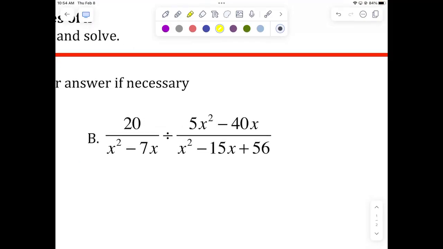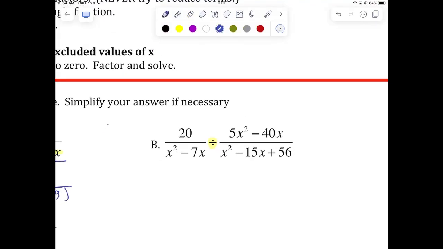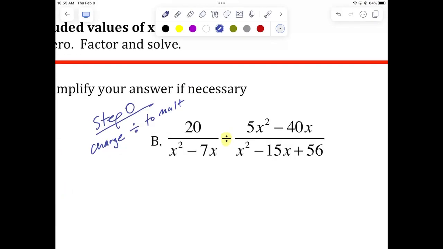This is a constant over a quadratic divided by. Oh, it's divided by. So if it's divided by, there's actually a step 0. Okay? Step 0, which comes before factoring everything. Change division to multiplication. How do we change division to multiplication? There's a little quote. Stay, change, flip.